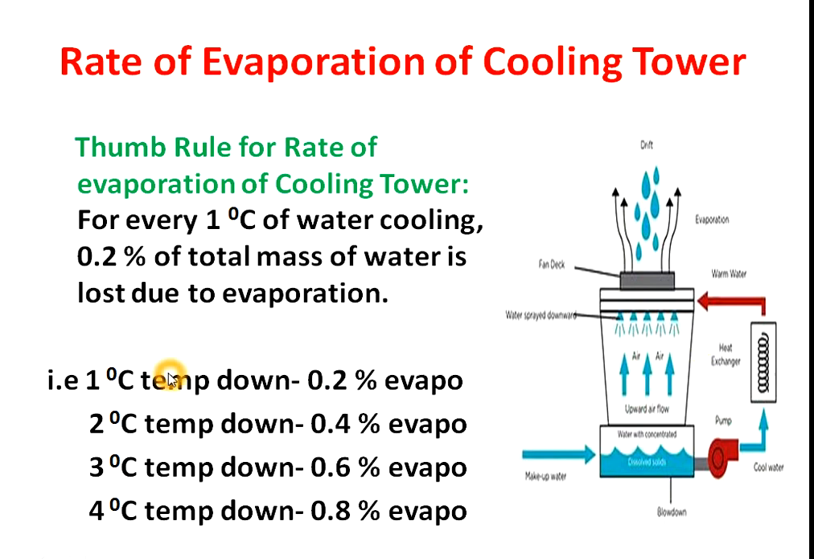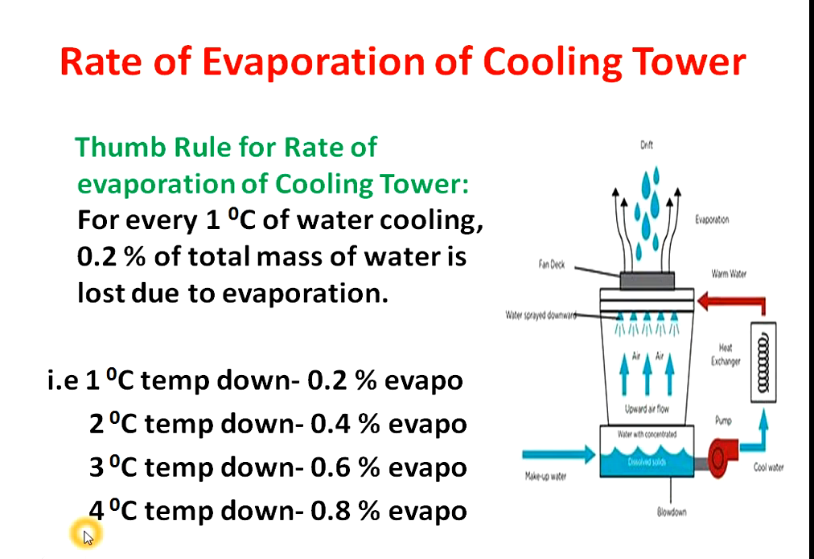So what does our thumb rule say? For 1 degree Celsius temperature down, 0.2% of water evaporates. Similarly, if our temperature is down by 2 degrees Celsius, then our evaporation rate will become 0.4%. If our temperature is down by 3 degrees Celsius, then the evaporation rate will be 0.6%. Similarly, for a 4 degrees Celsius temperature down, our evaporation rate will be 0.8%. So similarly we multiply 0.2 into the temperature difference.